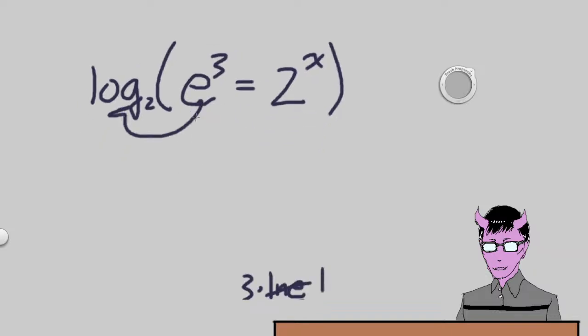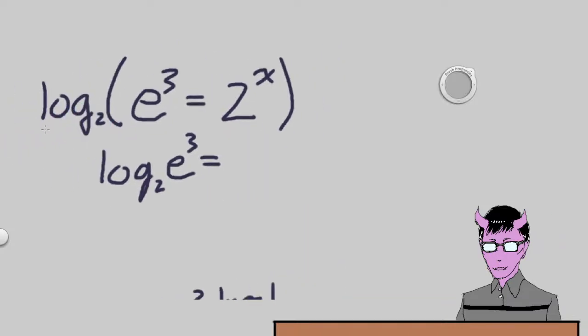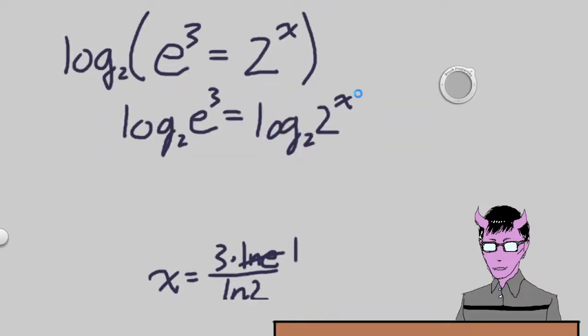So applying this one to the left-hand side, we are going to get log base 2 of e to the power of 3. No simplification yet. And then we're going to apply it to the right-hand side as well. So we're going to get log base 2 of 2 to the power of x. Alright, so there we have that.